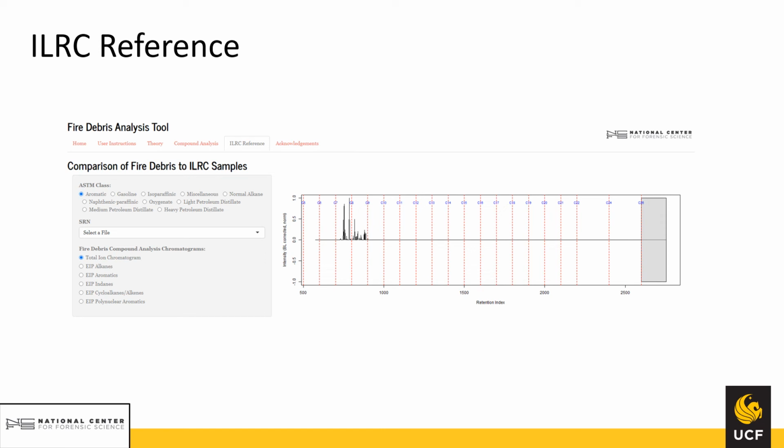The ILRC Reference tab allows the fire debris sample uploaded, or the sample uploaded from the NCFS database, to be compared to ignitable liquids from the ILRC. The ASTM classes can be seen at the top of the gray box on the left side of the application. Petroleum distillate has been split into light, medium, and heavy petroleum distillate due to the large number of petroleum distillate samples that are found in the ILRC. The SRNs for ignitable liquids in the ASTM class selected with the radial buttons will appear in the drop-down menu highlighted here.